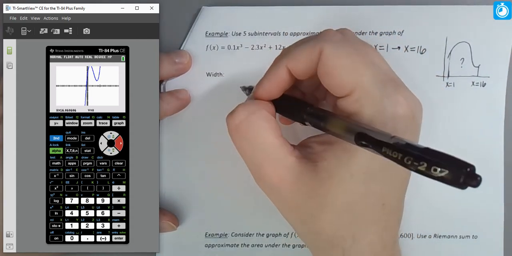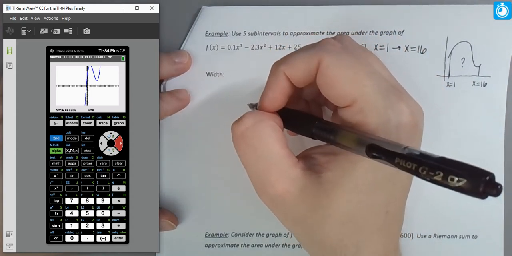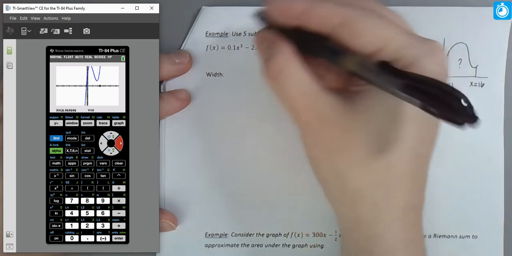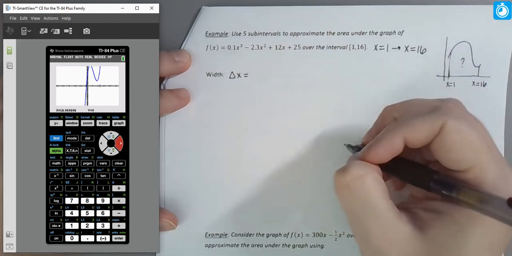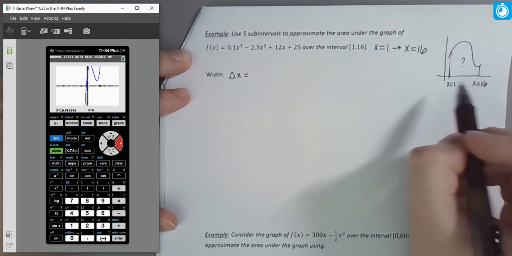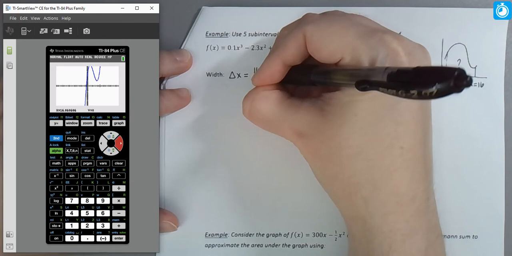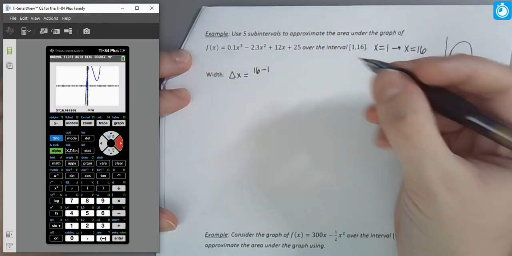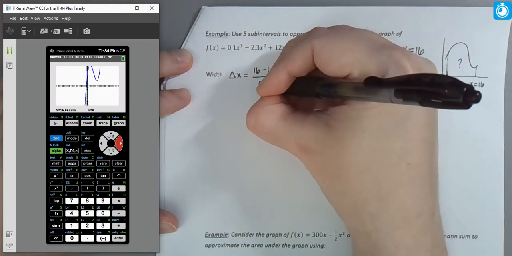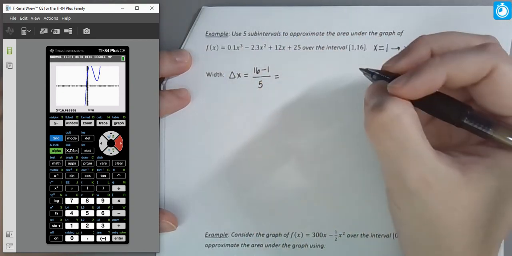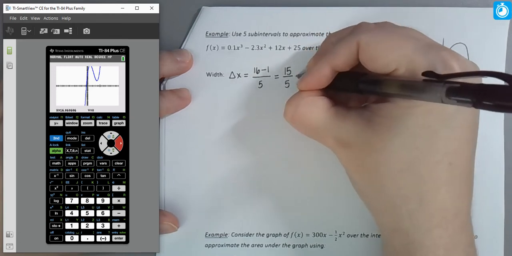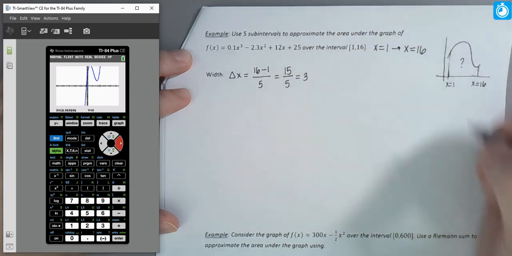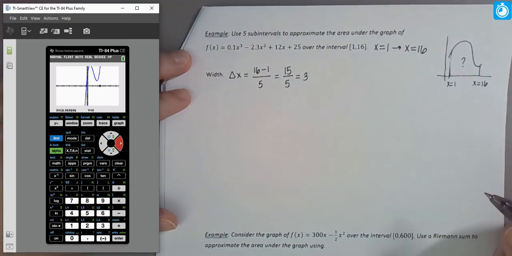So first thing we need is our common width. How wide is each of those rectangles going to be? Well, we're going to do our delta x, so change in x. Change in x is equal to the difference between our upper x value and our lower x value. And then we're going to divide that into those 5 subintervals. And so our numerator goes to 15. Our denominator is still 5. So that means the width of each rectangle is going to be 3 units.